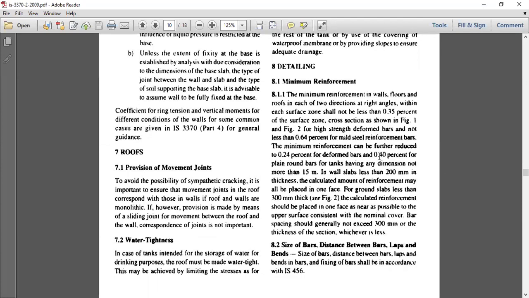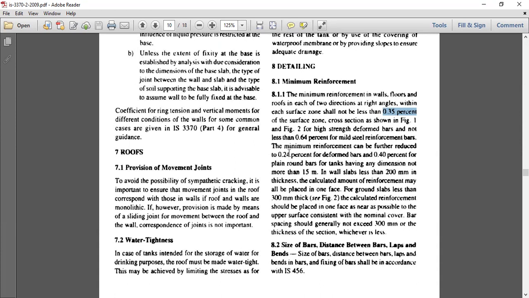Okay, so now let us understand the minimum reinforcement criteria. How will we provide the minimum reinforcement in this? So pay attention everyone. The minimum reinforcement in walls, floors and roofs in each of the two directions at right angles within each surface zone shall not be less than 0.35 percentage. It should not be less than 0.35 percentage of the surface zone for high strength deformed bars.